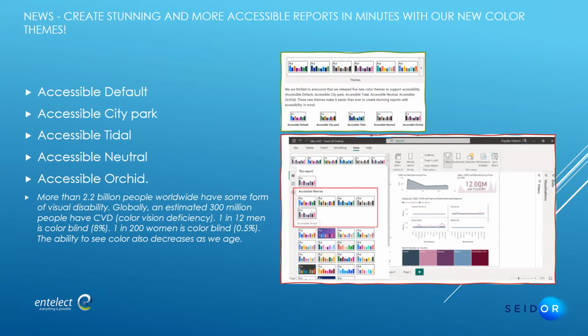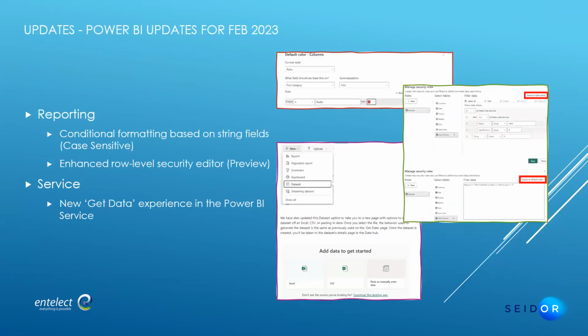Okay, so with this topic, that pretty much closes out the news section. And now we're just going to look at the updates. So within the update section, we've had the Power BI February 2023 update and just some highlights there in terms of what was covered. There is more in terms of the updates that you can also see from the blog post if you are interested. In this case, I'll just look at the reporting and service updates that have been done for February. One of which was highlighted under reporting is the conditional formatting based on string fields.